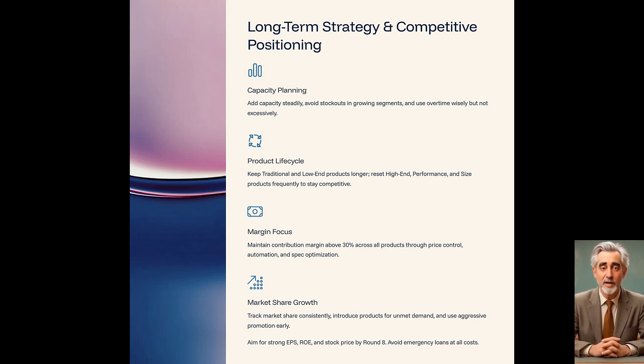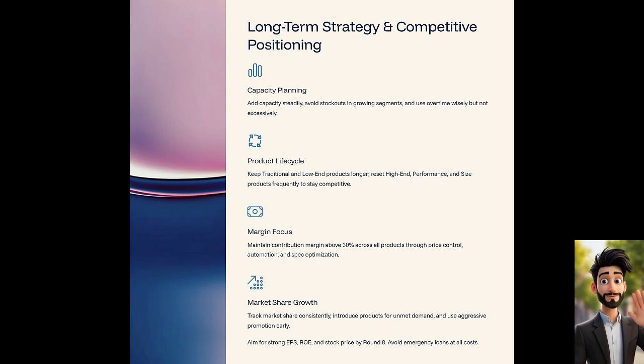Optimize later. Financial stability: no emergency loans, ever. They ruin your stock price and financial score. Raise funding early in the game via long-term debt. Pay down in later rounds. Aim for strong EPS, earnings per share, ROE, and stock price by round 8.